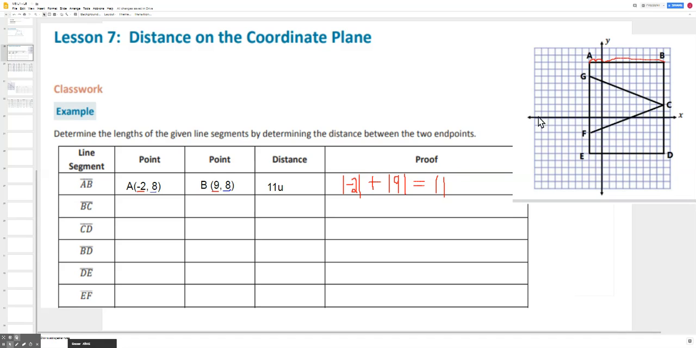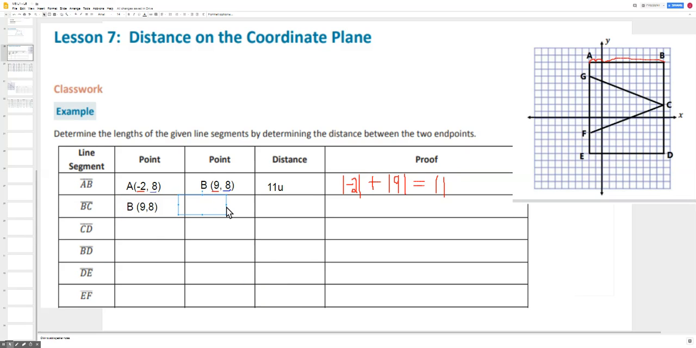All right, so let's go over another one. Let's look at BC. We already know what B is, so let's go ahead and put that down. Remember that just because we're changing problems doesn't mean the numbers for B are going to change. That's still in the same spot. So let's put B, and then put 9, comma 8.